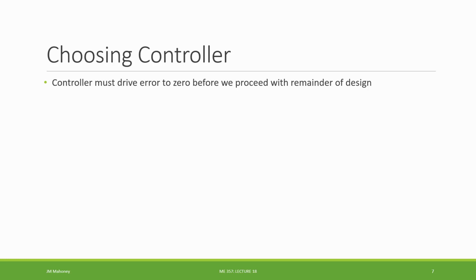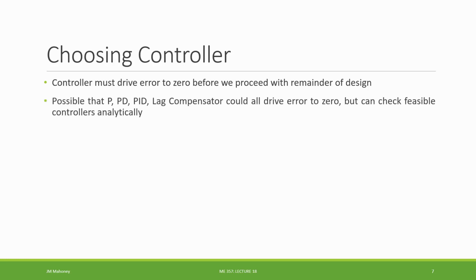So let's see some different choices that we could make when just choosing the general controller. Again, it has to drive the error to 0 before we even worry about the other requirements, the overshoot and the rise time. It's possible that multiple controller designs that we have covered in this course or other ones that we haven't covered could do this first step. What we want to do is check each of them analytically. Will they, in theory, be able to drive the error to 0? We're going to try a proportional controller, a proportional derivative controller, and our new PID controller for this. But again, there might be other ones that could work as well.